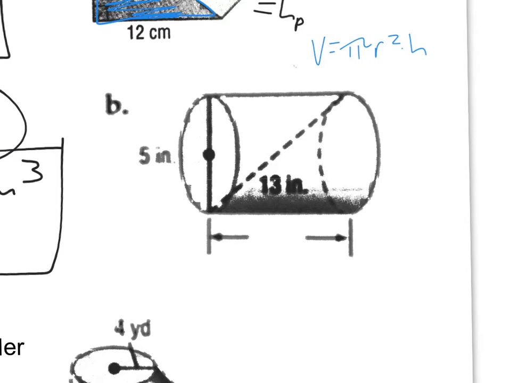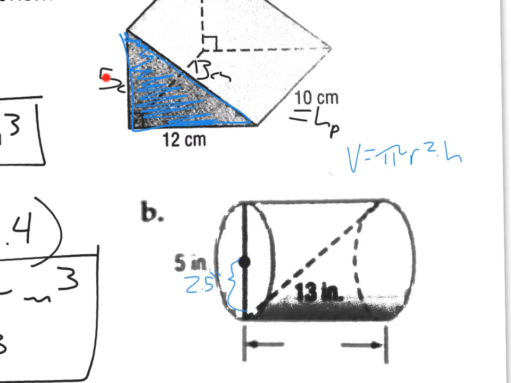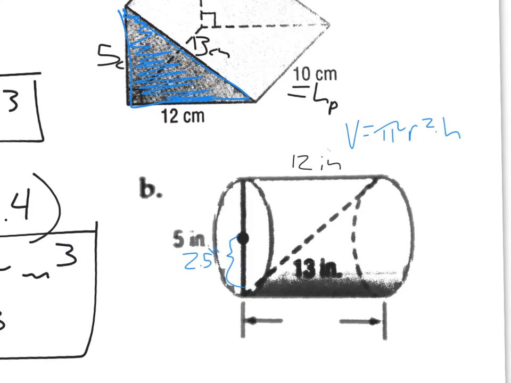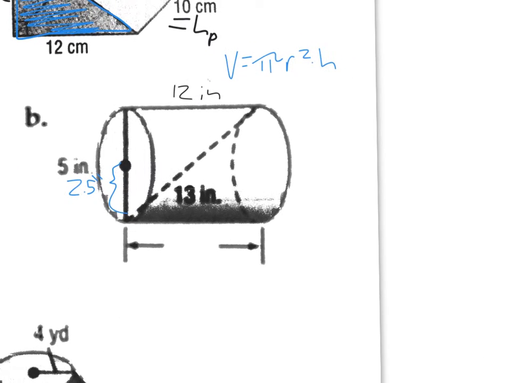Okay, so hopefully you realized that the radius is this distance here, which is half of the diameter, so that'd be 2.5 inches. And we have the same 5, 12, 13 triangle here as we had right above. So this distance here has to be 12 inches. Well, that's enough to calculate the volume.